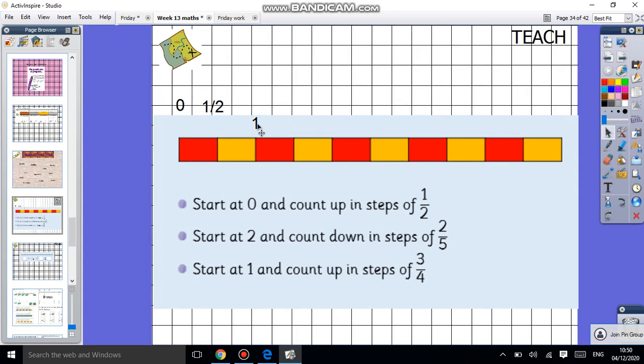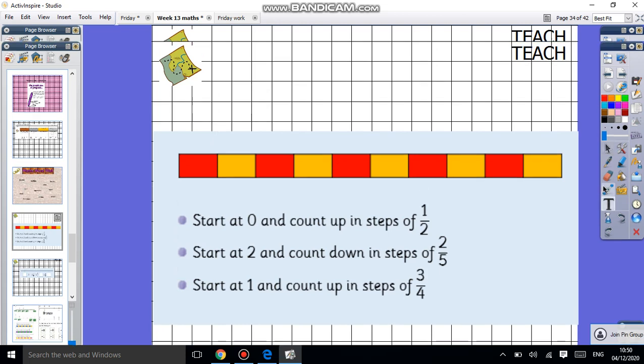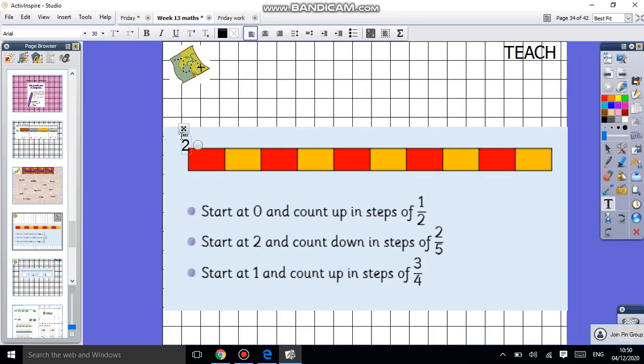We're then going to look at starting at 2, but this time we're going to count down in steps of 2/5. So here is my starting point, the number 2. Now, there's a couple ways you could do this. You could say, right, 2 is equal to 10/5, because it's 2 whole ones. And you could then say 10/5 take away 2/5 is 8/5. And that, as a mixed fraction, is equal to 1 and 3/5.